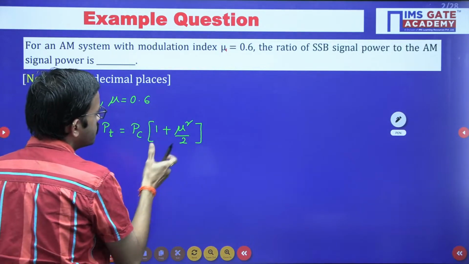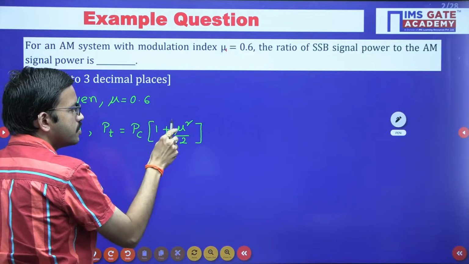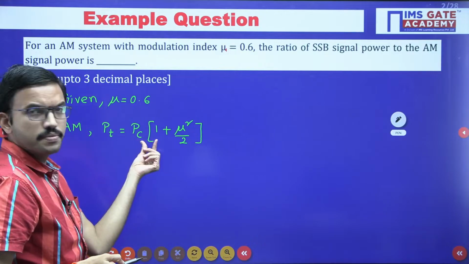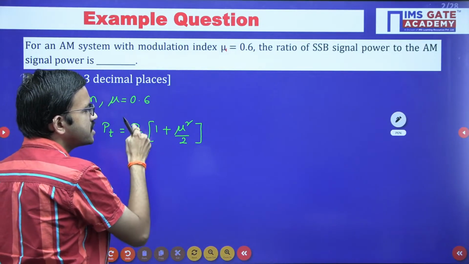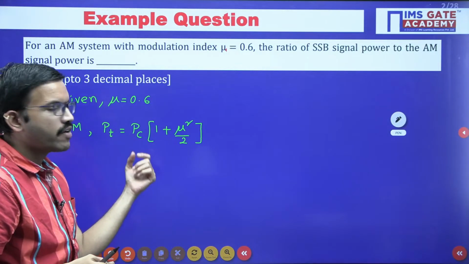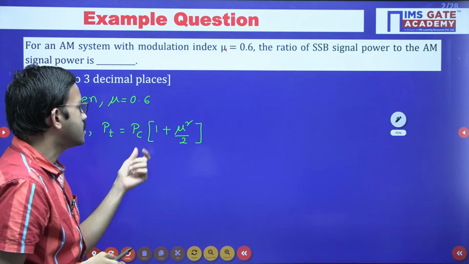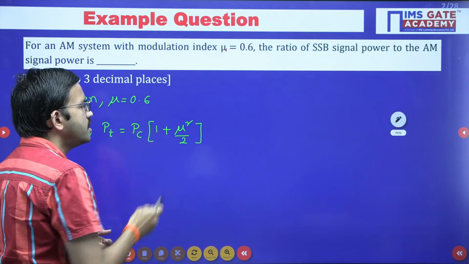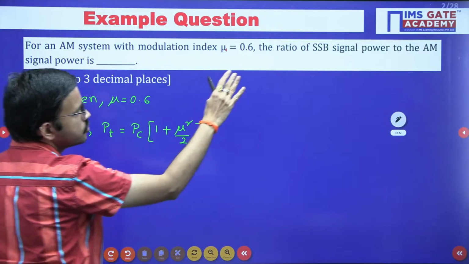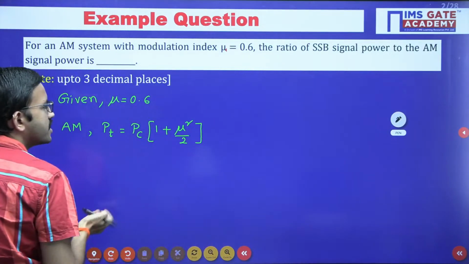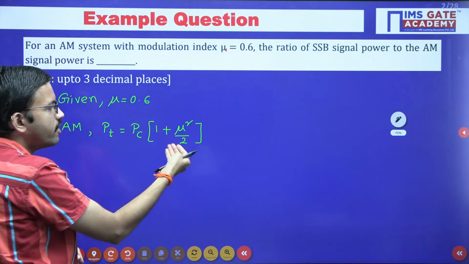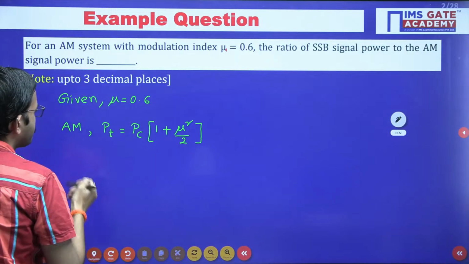Here if you multiply PC with both the terms, you get PC into 1, which is nothing but PC, the carrier power, and another quantity PC into mu square by 2, that is the total sideband power, right? So in the AM signal you are having two sidebands along with the carrier. The first term gives the carrier power and the second term gives the total sideband power. Here you want single sideband, so from the total sideband power you have to divide by 2, or take half of that value, right?